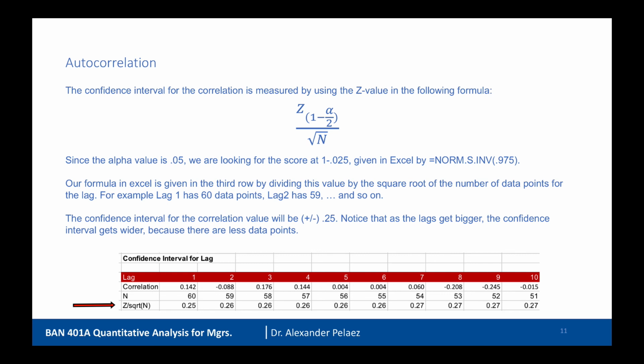The confidence interval for the correlation, again, will be plus or minus 0.25 for lag 1. But notice that as the lags get bigger, lag 2, lag 3, lag 4, there are fewer data points, and what ends up happening is that your z divided by the square root of n slowly begins to increase. That's why we say generally 0.25 is the number that you're looking for. So anything above 0.25 or below negative 0.25 is going to be considered an autocorrelation problem.